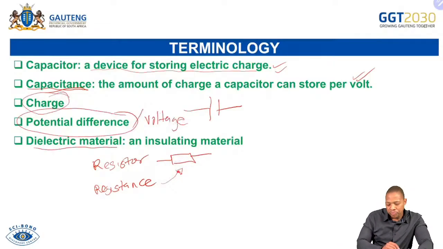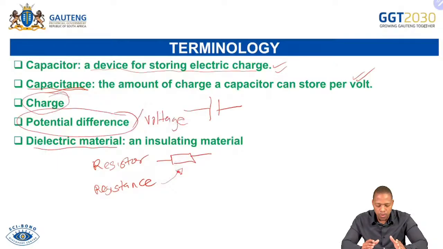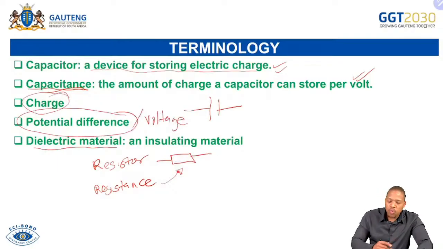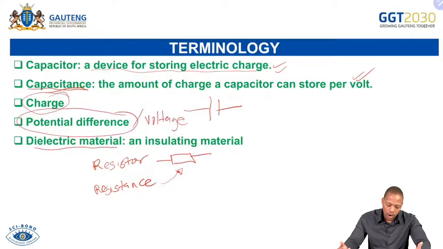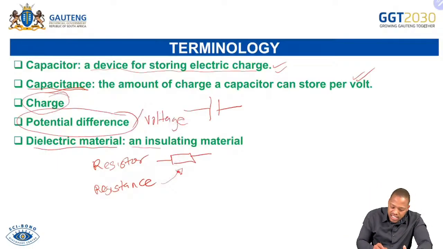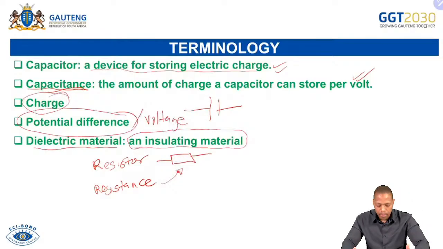Dielectric material. This one we do not need to define, but I thought let's write what it is, since maybe for some of you it might be the first time you're encountering it. I'm pretty sure everyone has encountered charge and potential difference before, but dielectric material, some of you maybe it's the first time. What is a dielectric material? It is just an insulating material.